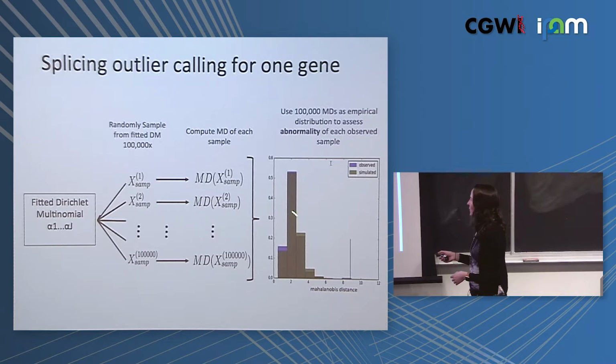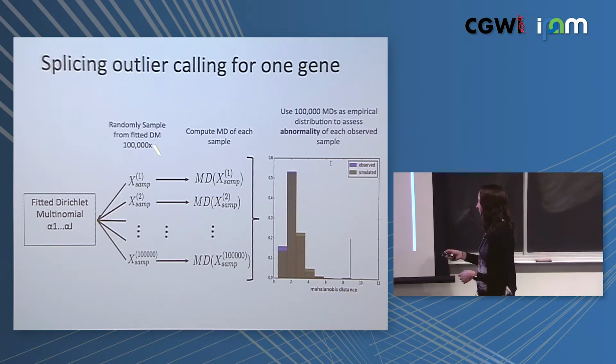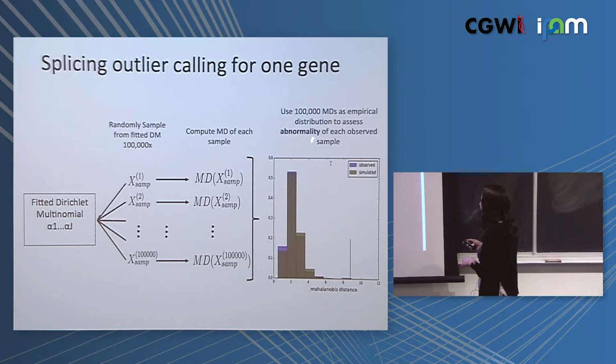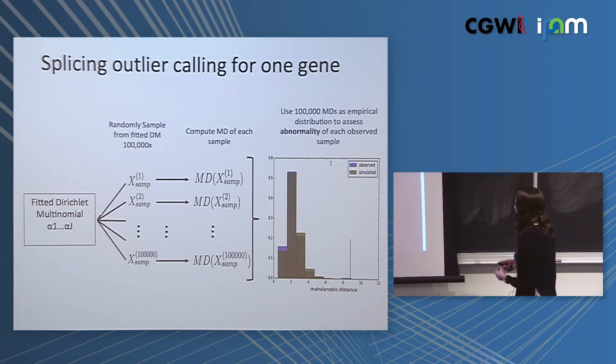So what we actually do is randomly sample 100,000 samples from our fitted Dirichlet multinomial for a given gene. We compute the distance for each one of those randomly generated samples. So this should be an empirical null. All of these samples were generated from our population distribution. And then we can use those as an empirical distribution to assess the abnormality of any given sample, and we can get an empirical p-value out of that.